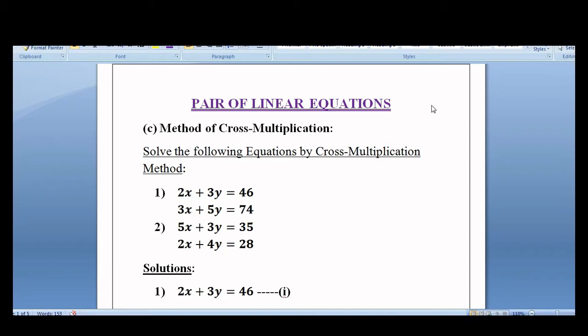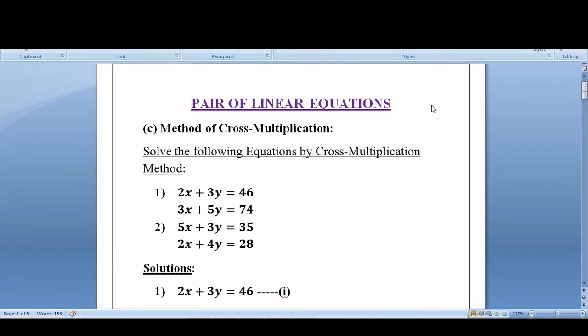So this is the second part of our previous lecture, that is pair of linear equations. In our last lecture we discussed that we can use either the algebraic method or the graphical method to solve a pair of linear equations. Previously we started the algebraic method first, and there were three methods, namely the method of substitution, the method of elimination and the method of cross multiplication. In our previous lecture, we discussed the two methods, that is, the method of elimination and the method of substitution. In this lecture, we will discuss the last method, that is, the method of cross multiplication.